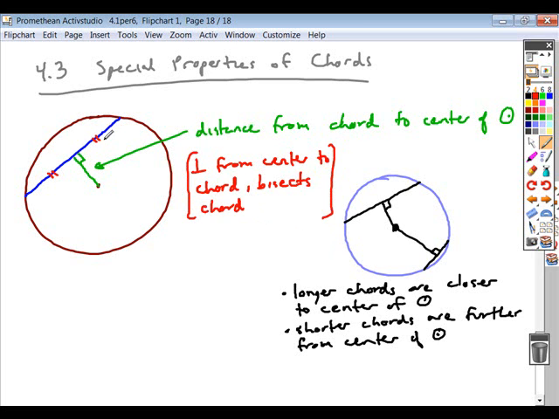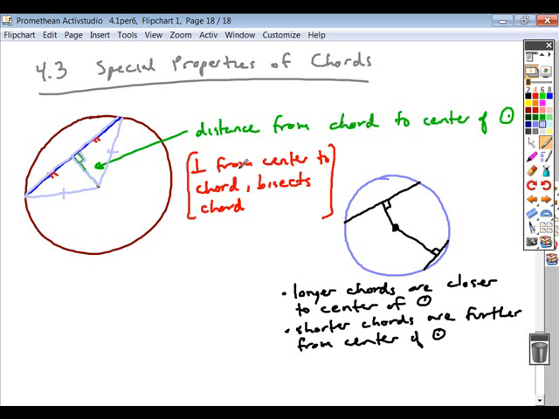The reason for this is if we were to connect the center to each endpoint of our chord, what we create here, because the radii of a circle are equal, is this isosceles triangle. And when you take an isosceles triangle and draw a perpendicular from its vertex to its base, where the vertex is the point where the two equal sides intersect, and the base is the segment connecting the two equal sides, it will be a perpendicular bisector of that base. So again, the perpendicular from the center to a chord will bisect the chord.